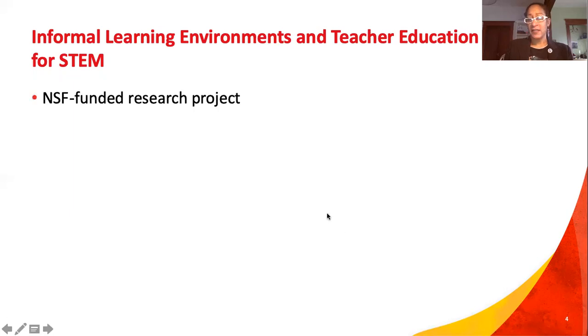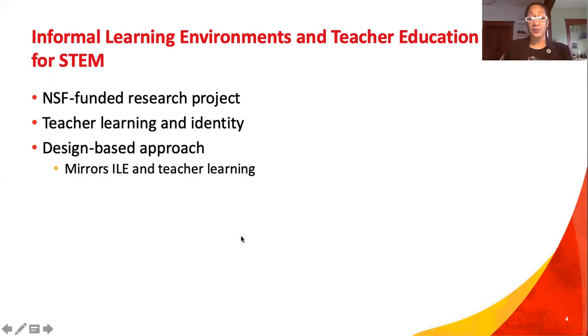So this project is an NSF funded research project that was designed to learn about teacher learning and identity. As I will be describing later, I use an identity framework to describe how teachers learn to teach, and then ultimately how they enacted teaching in their classrooms. It was a design-based approach. It was very iterative, it was non-linear, because I felt that it mirrors ILE and teacher learning, because we often think about this trajectory from novice to an advanced person or an expert as a linear process, when it's really not a linear process.